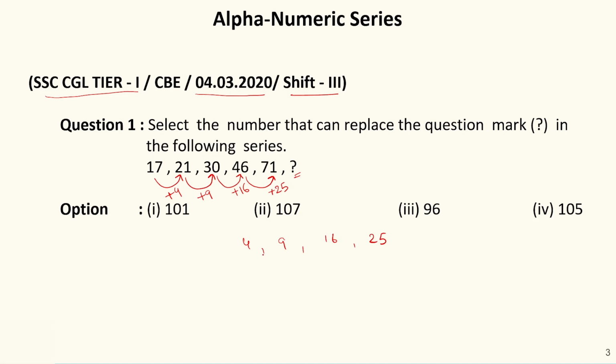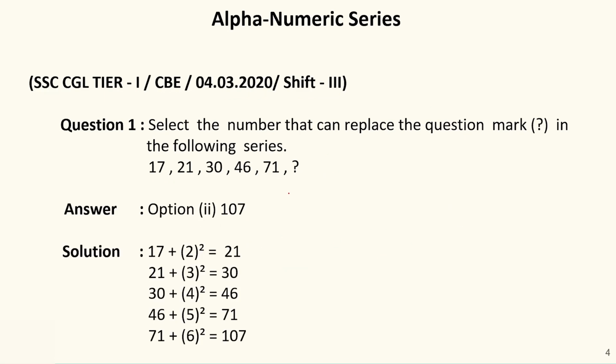So what is the logic? 4 can be denoted as 2 square, 9 can be denoted as 3 square, 16 can be denoted as 4 square, and 25 can be denoted as 5 square. So the next number obviously has to increase by 6 square, which is 36. That is why it is important to remember squares, right? So if I add 36 to 71, my answer will be 107, which is option number 2.